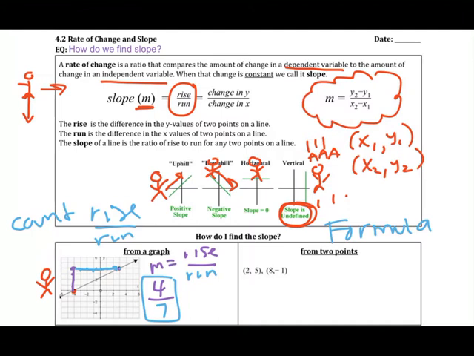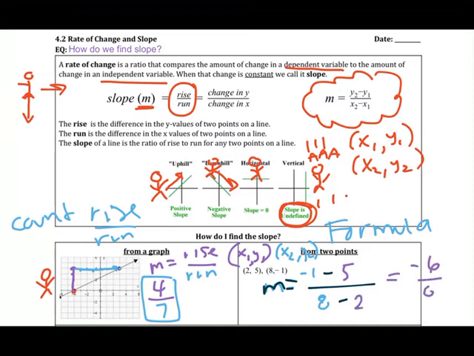So I'm going to relabel my first point as x1, y1. And I'm going to relabel my second point as x2, y2. So according to this formula, my slope is y2, which is my second y, -1, minus y1, well, the first y is 5, over or divided by x2, which my second x is 8, minus my first x, which is 2. So this is going to give me -6 over +6. So my slope on this example is -1.